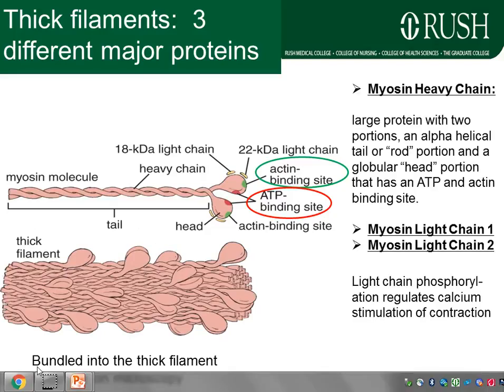The thick filaments, or myosin, also has three different major proteins. This is comprised of myosin heavy chain and myosin light chain 1 and 2. The myosin heavy chain is very large, has a long rod-like tail section and two head sections, which are the ones that are ATP binding and actin binding. So that's where the movement and attachment occurs. The phosphorylation of the light chains regulates calcium stimulation of contraction.